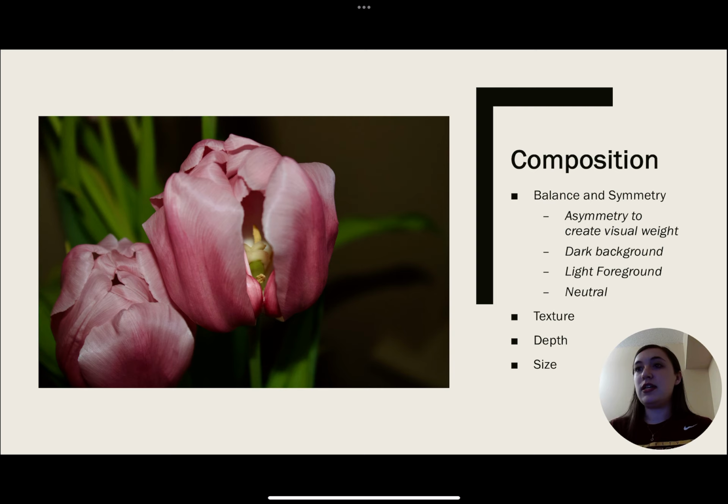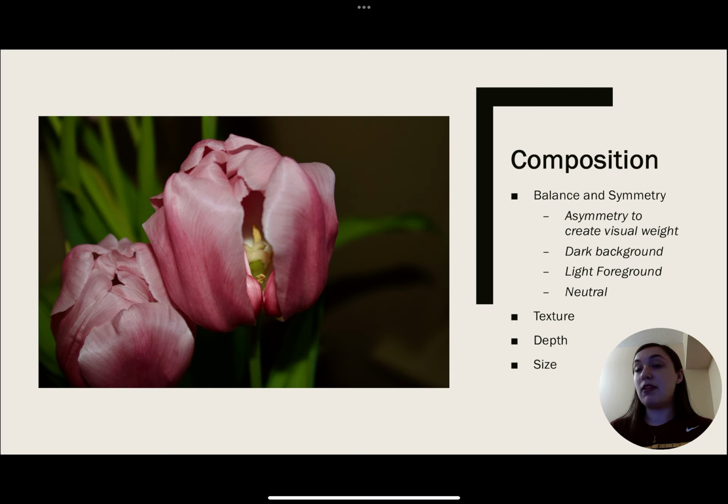We can also see that there is a dark background and a light foreground, and it's important that you have a neutral sort of midground, which in this case is going to be the leaves. And then another thing that helps to add to the composition of the photo is the texture. This photo has a lot of texture. You can see the texture on the petals as well as inside of the flower, and then also the texture of the leaves in the background.